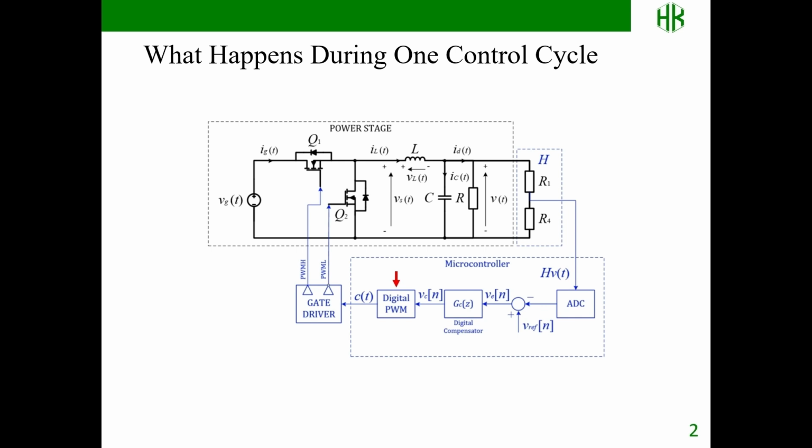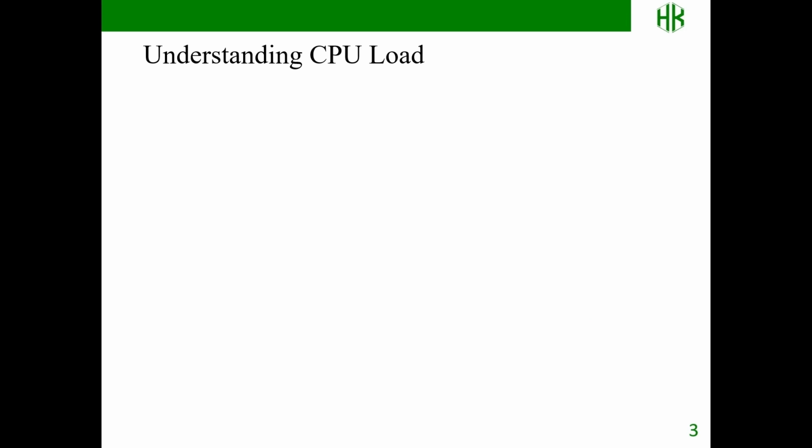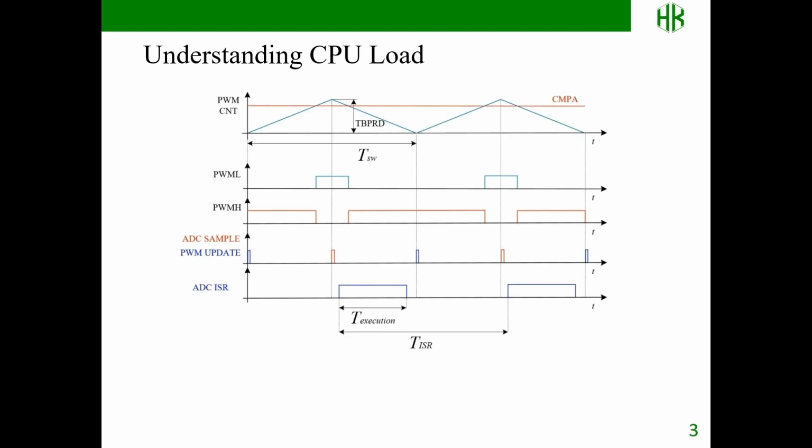Every calculation takes time. On the previous slide, we saw that the microcontroller is responsible for sampling the converter signals, executing the digital control algorithm, and updating the PWM outputs. But how do we determine whether the processor has enough time to perform all of these tasks? Let's answer that question using this timing diagram.